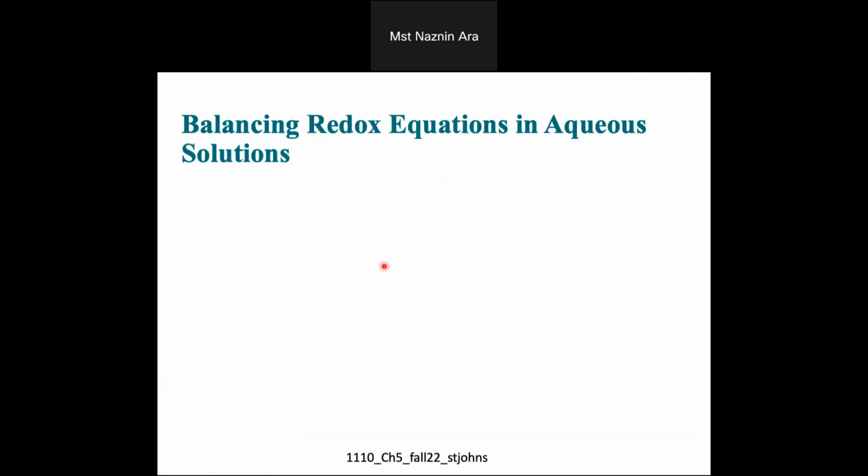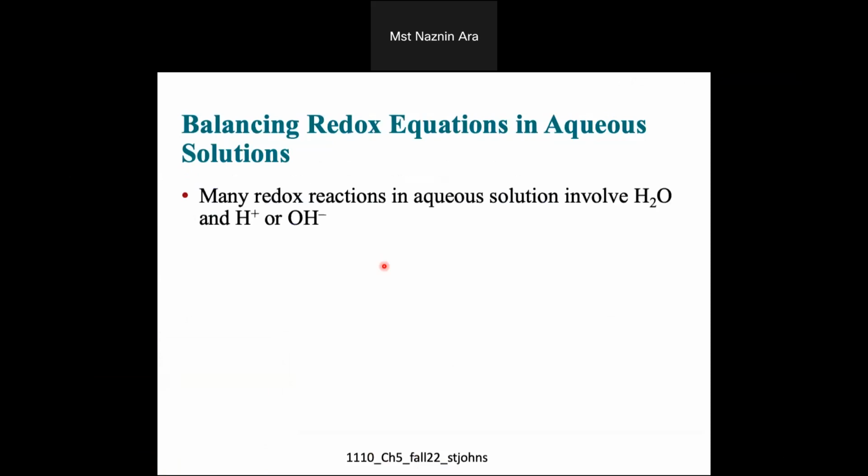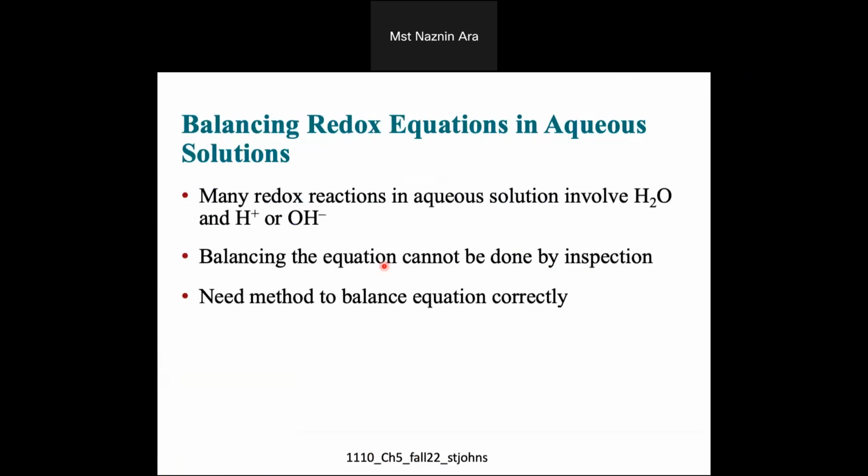Many redox reactions in aqueous solution involve water that makes hydrogen ion or hydroxyl ion. So we need a special way to balance them. Balancing the equation cannot be done by inspection in that case, so we need a method to balance the equation correctly. Start with acidic solution, then work to basic condition.